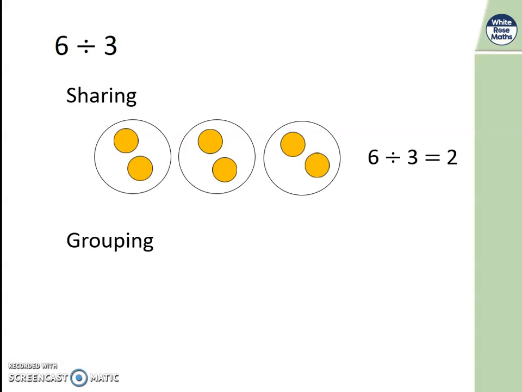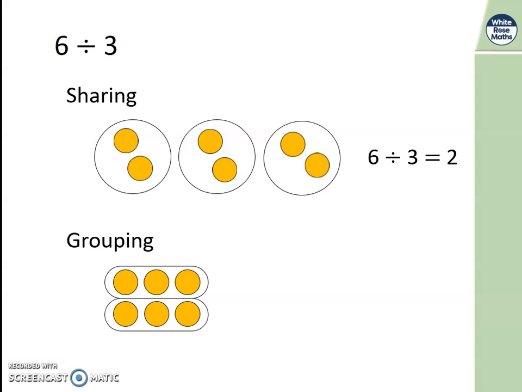Let's have a look at grouping. So there are 6 and we are grouping them into 3s. So there is 3 and there is 3. How many groups of 3 do we have? We've got 2 groups of 3s. 1, 2. So 6 divided by 3 equals 2.